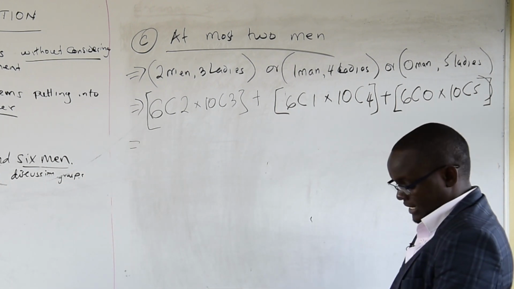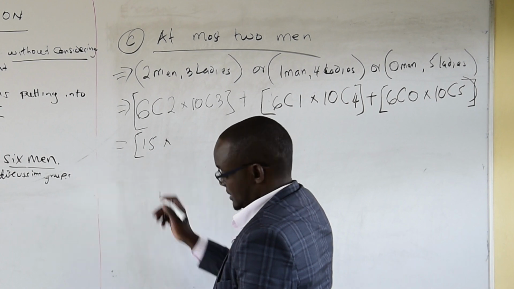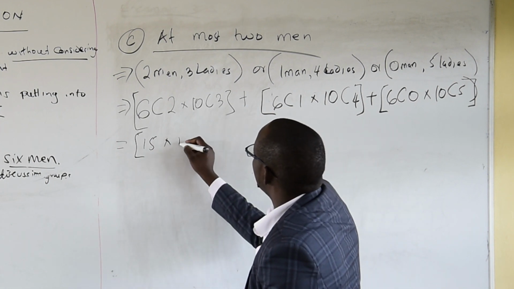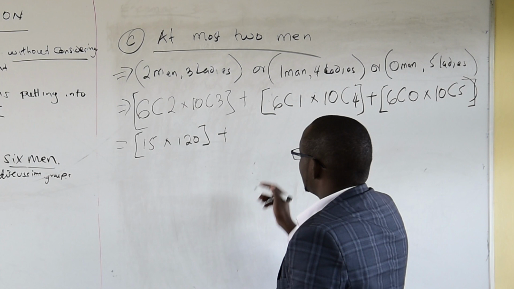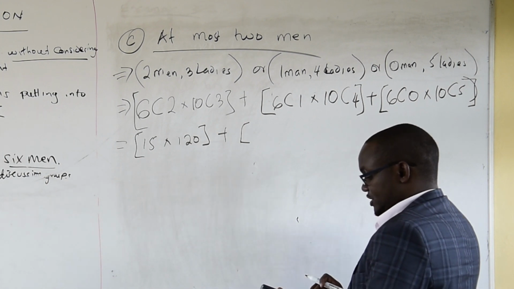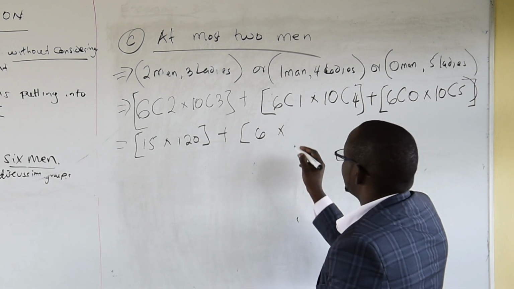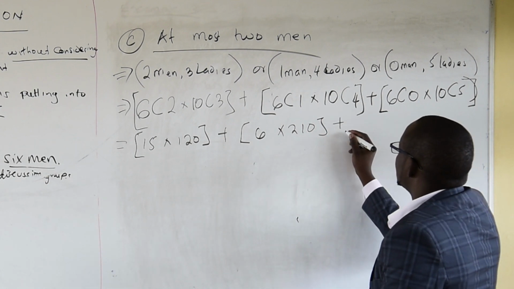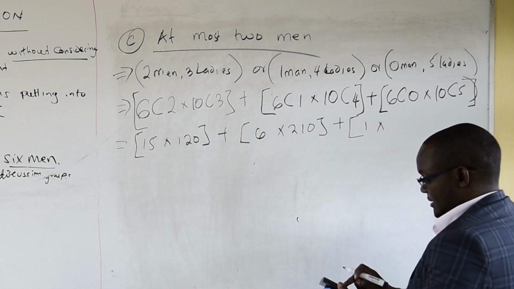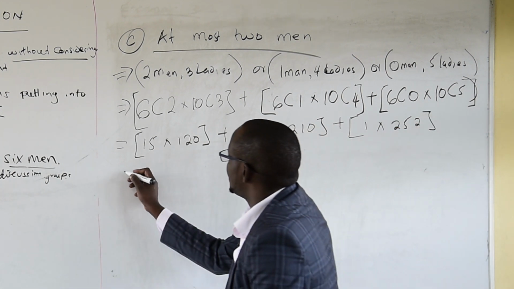We can simplify this using the calculator. So 6 combination 2 is 15, multiplied by 10 combination 3, which is 120. Then plus 6 combination 1, which is 6, multiplied by 10 combination 4, that is 210. Plus 6 combination 0, which gives 1, multiplied by 10 combination 5, which gives you 252.